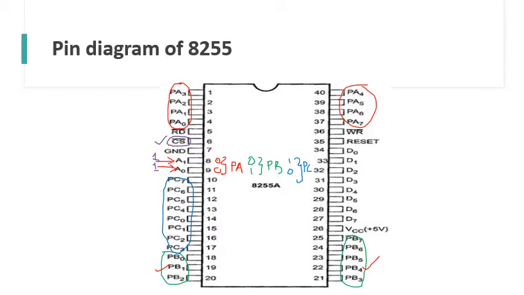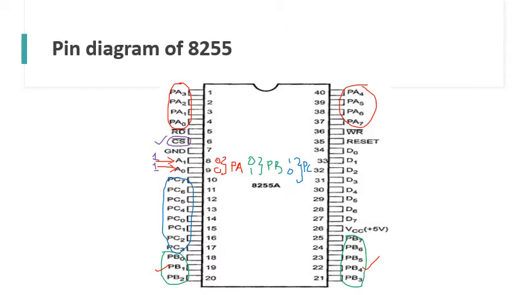Finally, the pin we have left is the reset pin. This is an active high pin, that is pin number 35. This is an active high input pin used to reset the 8255. Immediately after resetting, all the 3 ports work as input ports in mode 0. Once the 8255 is reset, all the 3 port pins are going to act as input port pins, and it will act in mode 0. I will be telling what is mode 0.